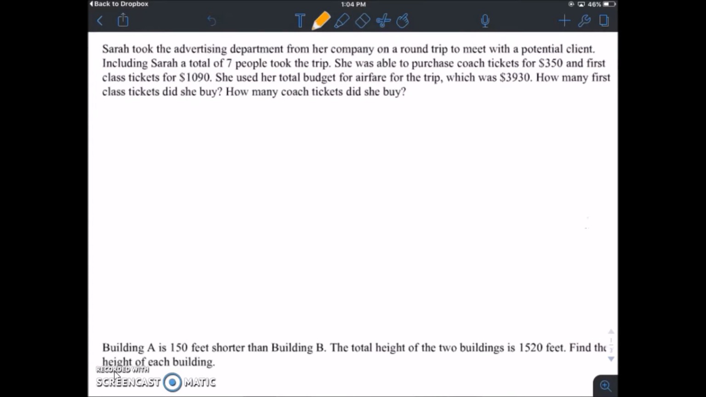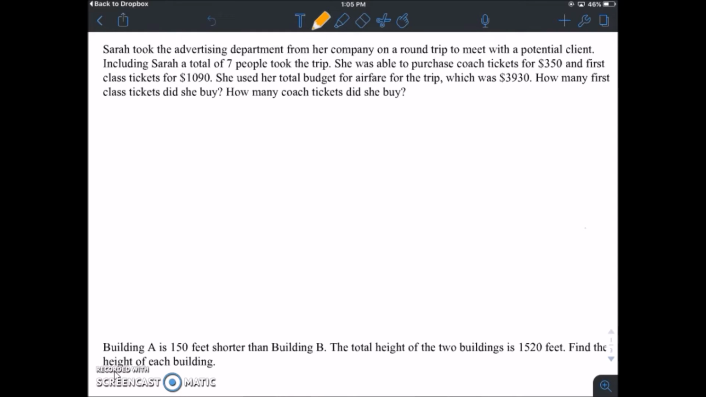The first one: Sarah took an advertising department for a company on a round trip to meet a potential client. Including Sarah, a total of 7 people took the trip. She was able to purchase coach tickets for $350 and first class tickets for $1,090. She used her total budget for airfare for the trip, which was $3,930. How many first class tickets did she buy? How many coach tickets did she buy?